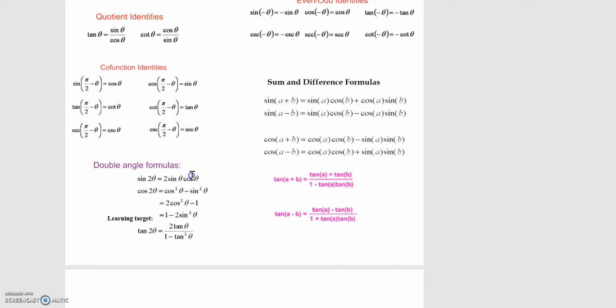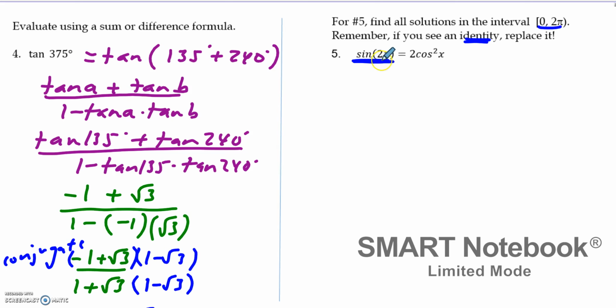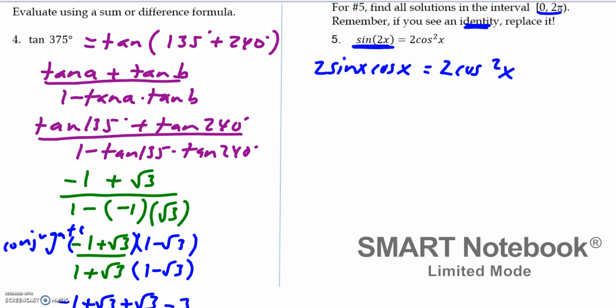Sine of 2x, here in the double angle formulas, is equal to 2 sine x cosine x, or 2 sine theta cosine theta. So I'm going to replace this with its identity. 2 sine x cosine x equals 2 cosine squared x. Now, in my experience, and probably yours, in order to use factoring or anything really useful, we need this equal to 0. So let's move the 2 cosine squared x over by subtracting it. So we have 2 sine x cosine x minus 2 cosine squared x equals 0.